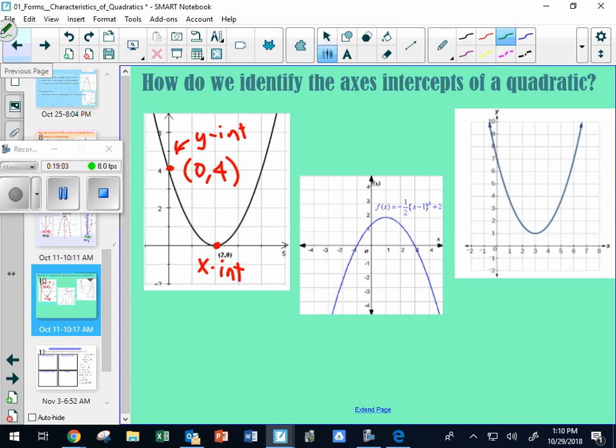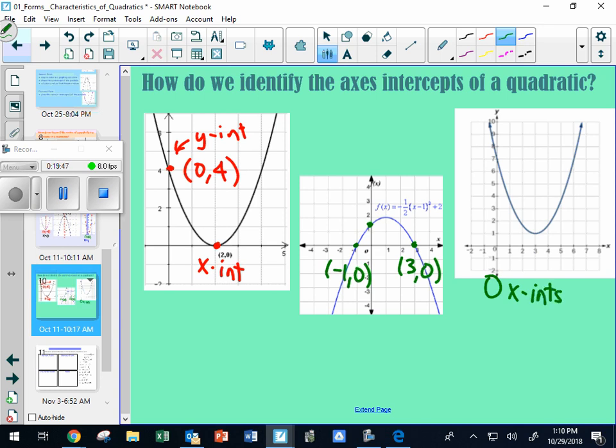What about for this second one here? How many x-intercepts do we have? 2. 1 right here, 1 right here. So this first one is -1, 0. What's the second one? 3, 0. All right. And then, do we have a y-intercept here? Yes. It's like right there. And then what about this last one here? How many x-intercepts do we have? 0, right? Do we have a y-intercept?